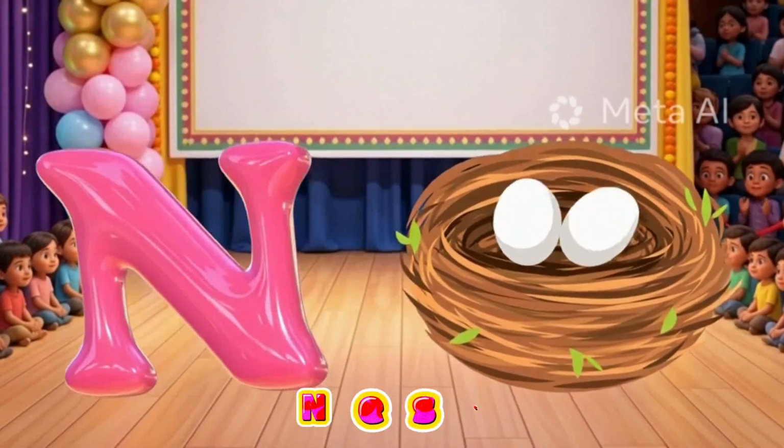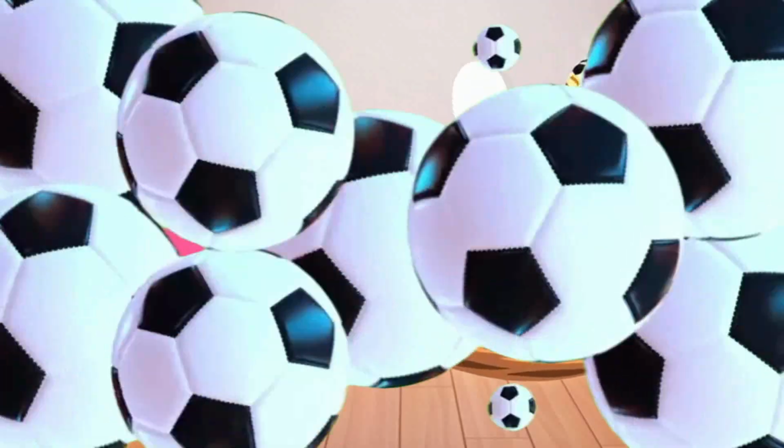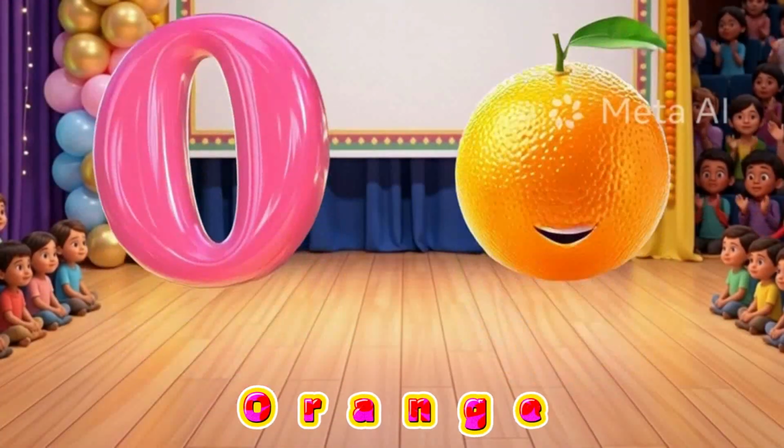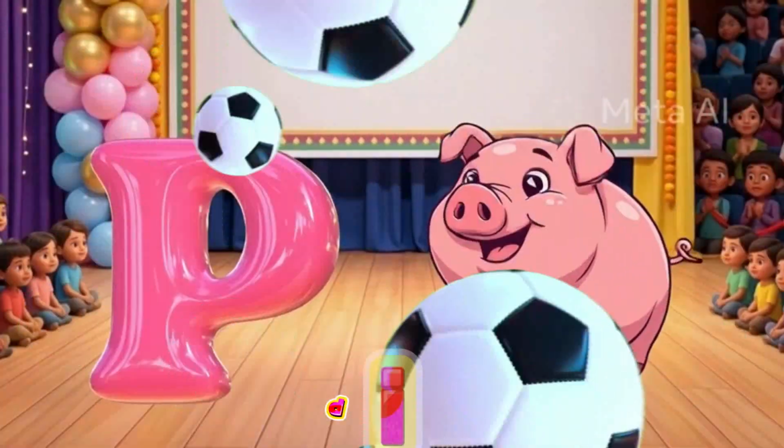N is for nest. N nest. N nest. N is for nest. O is for orange. O orange. O orange. O is for orange.